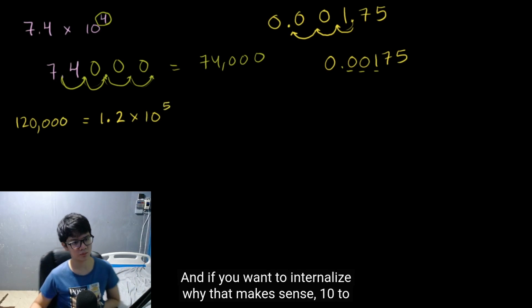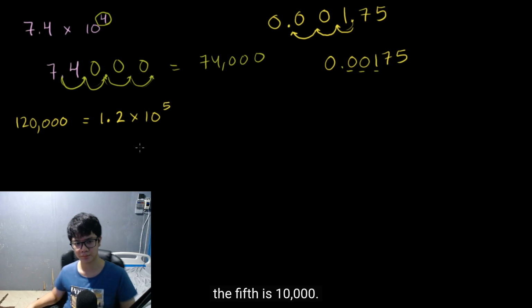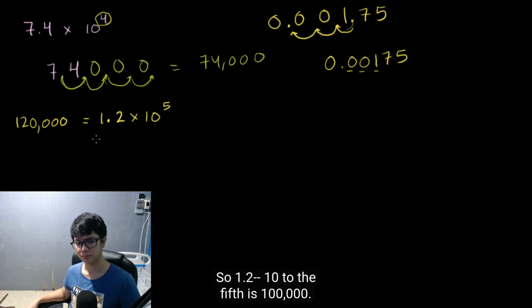And if you want to internalize why that makes sense, 10 to the 5th is 100,000. So 1.2 times 10 to the 5th is 120,000.